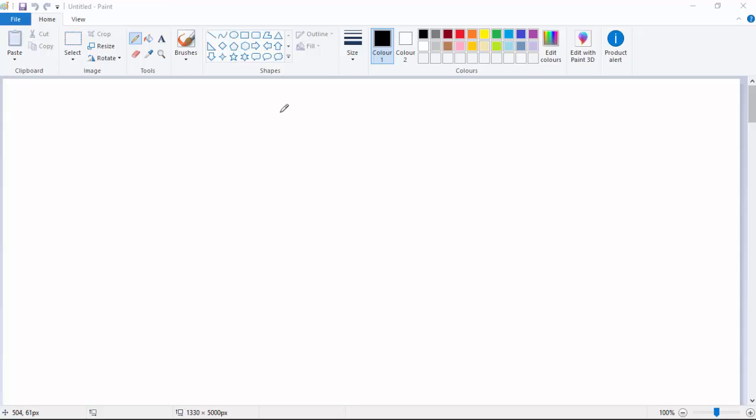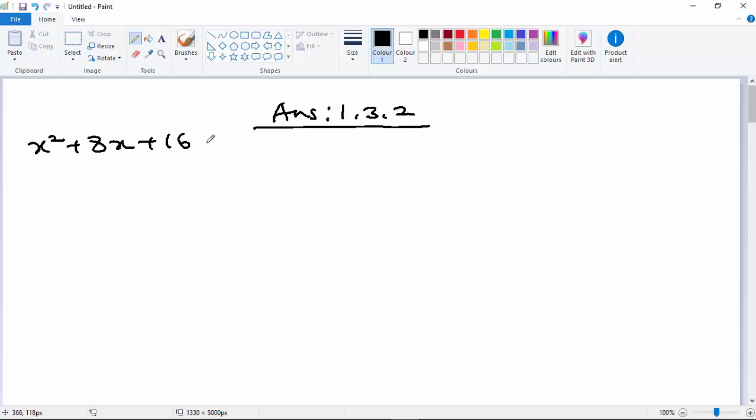The solution to question 1.3.2. Answer 2, 1, 3, 2. This is also in the form of a quadratic equation, but not equal to 0, but equal to p. That is x squared plus 8x plus 16 is equal to p.